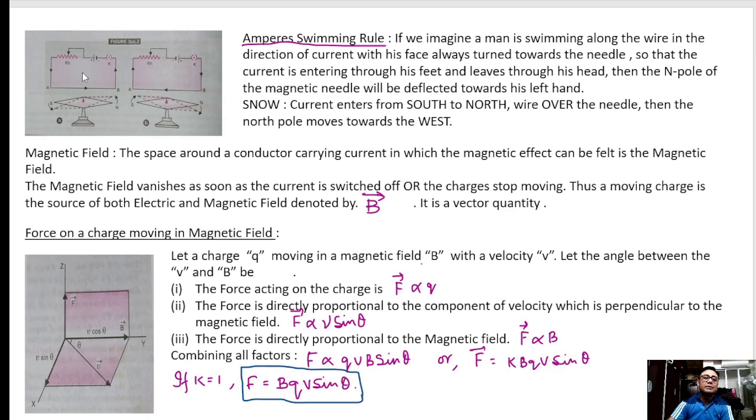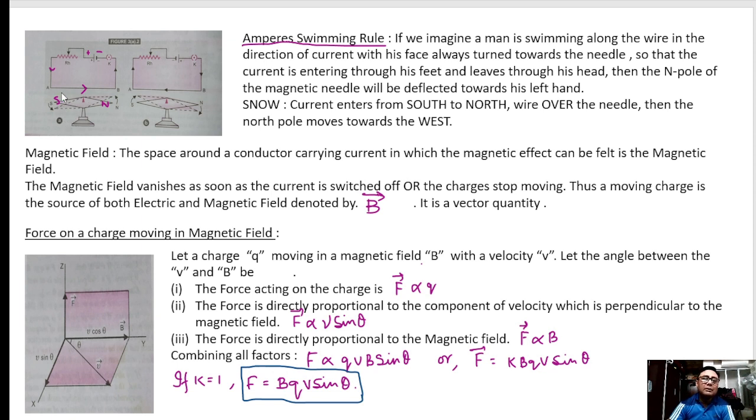As you can see here, AB is a wire in which the current is flowing in this direction. This is the battery whose positive terminal is this side and negative terminal is this side. So current is flowing like this through the wire AB, correct? Now here is a compass needle. We have placed a compass needle, with a north pole and a south pole.